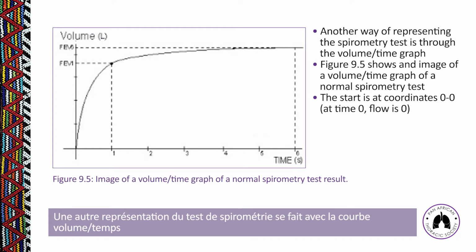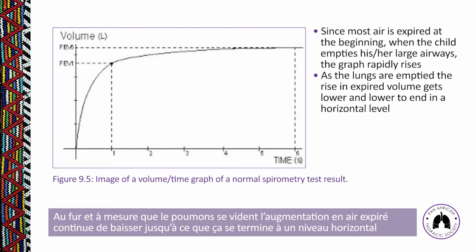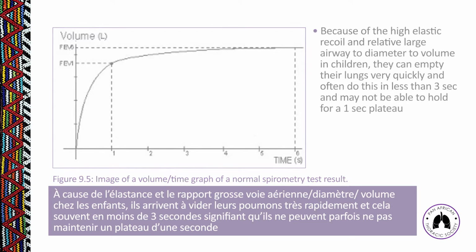Another way of representing the spirometry test is through the volume time graph. If you take a look at figure 9.5, this shows an image of a volume time graph of a normal spirometry test. The start is at coordinates 0 to 0, so in other words, time is 0 and volume is 0. Since most of the air is expired at the beginning, when the child empties his or her airways, the graph rises rapidly. As the lungs are emptied, the rise in expired volume gets lower and lower, to the end in a horizontal level. Because of the high elastic recoil and relatively large airway diameter to volume in children, they can empty their lungs very quickly, often in less than 3 seconds, and they may not be able to hold a plateau for a full second.